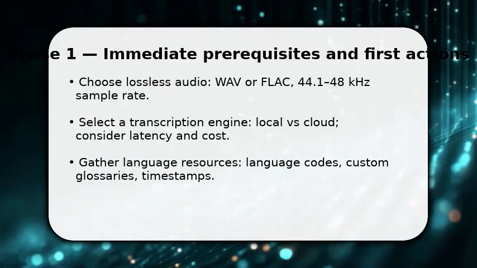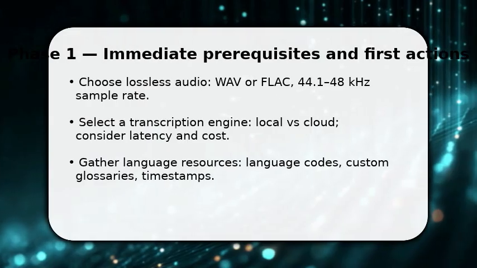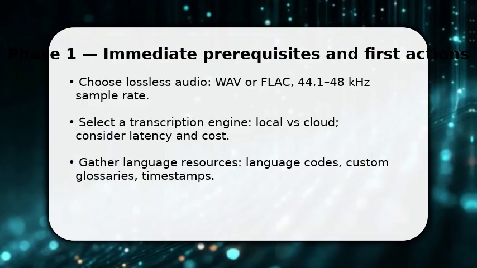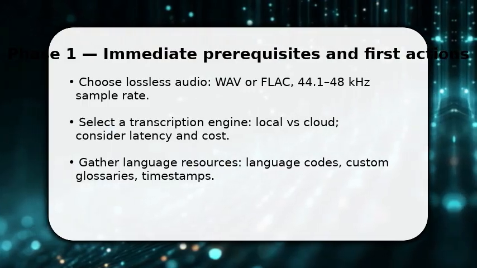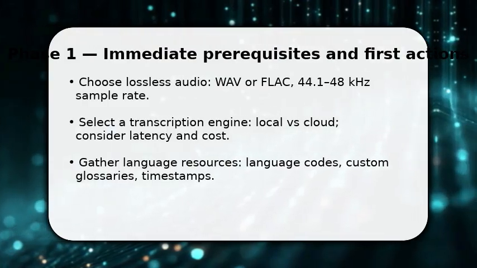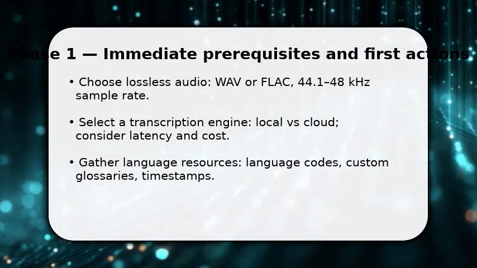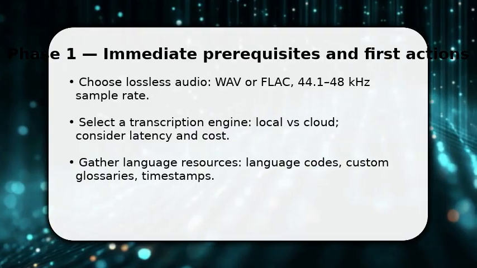You start by prepping your audio and tools. Trim silence and export as WAV or FLAC at 44.148K HZ so models hear clear speech. This reduces errors. Once done, pick a transcription engine, local for privacy, cloud for scale, and set credentials now.